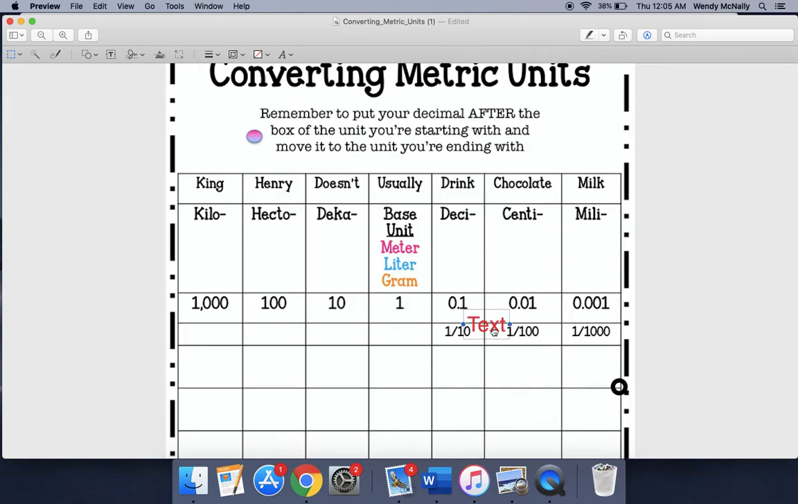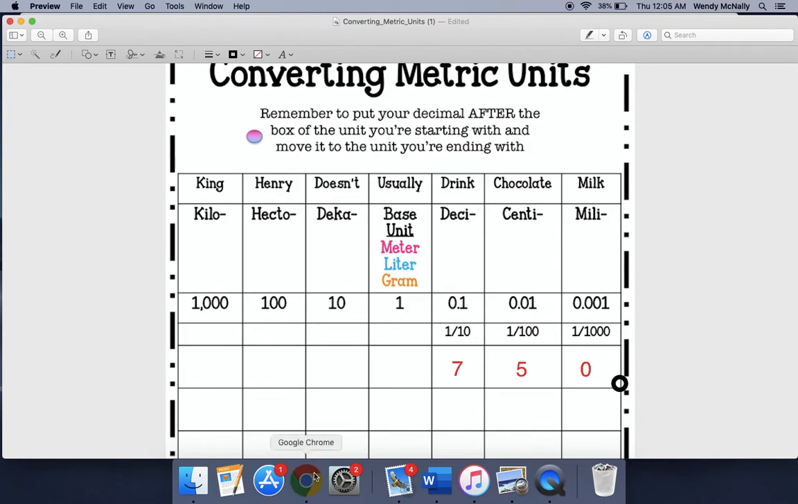So I have, all right, there we go. So I have 750 milliliters.